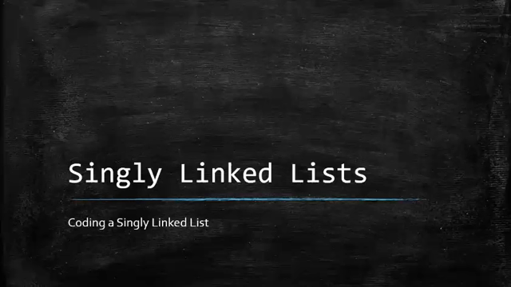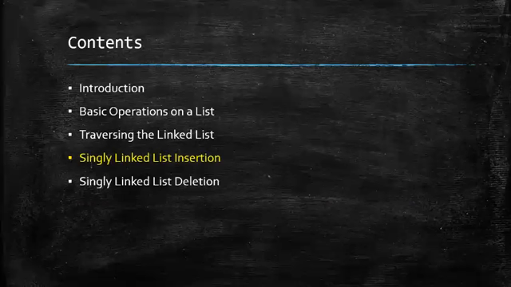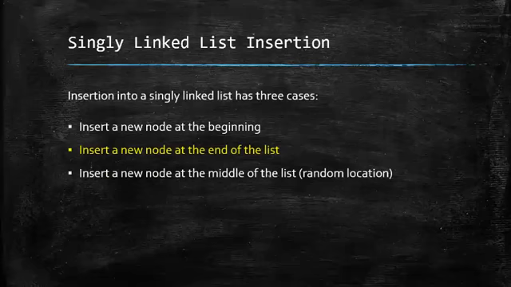This is a continuation of the previous video in which we have seen singly linked list insertion, and we have also seen that there are three different cases under singly linked list insertion: insertion at the beginning, insertion at the end, and insertion at any random location. In the previous video we have seen insertion at the beginning. In this video we are going to see insertion at the end.